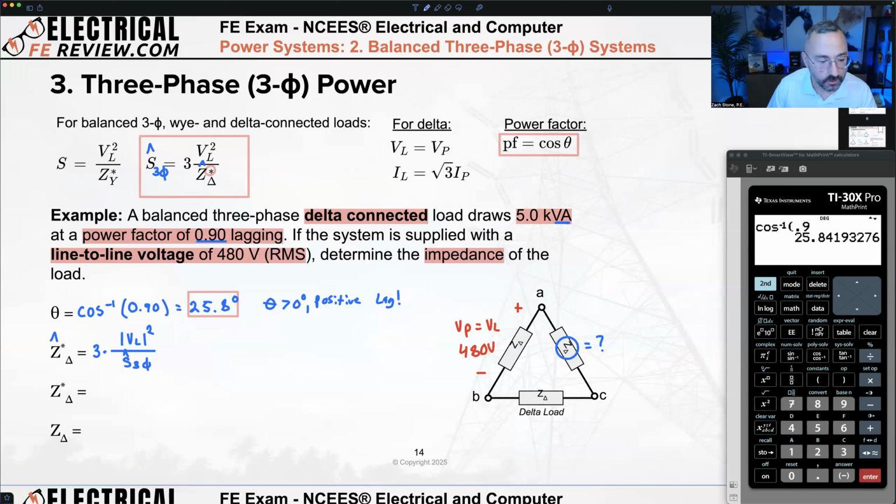All right, let's plug in some numbers. 3 times, that's just a coefficient. The square of our line voltage. Notice the problem could have said a phase voltage, and that wouldn't have made a difference because it's a delta connected load. V line equals V phase. All right, now we're plugging in our complex three-phase power. We got the magnitude, 5.0 kVA. We've got the power angle. We just solved for that, right? 25.8 degrees.